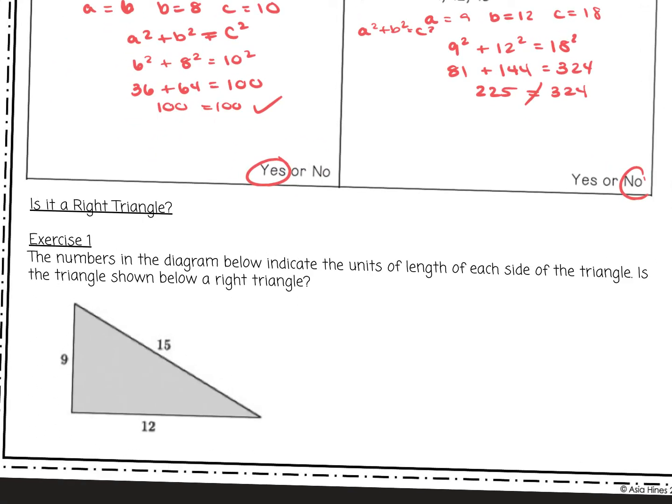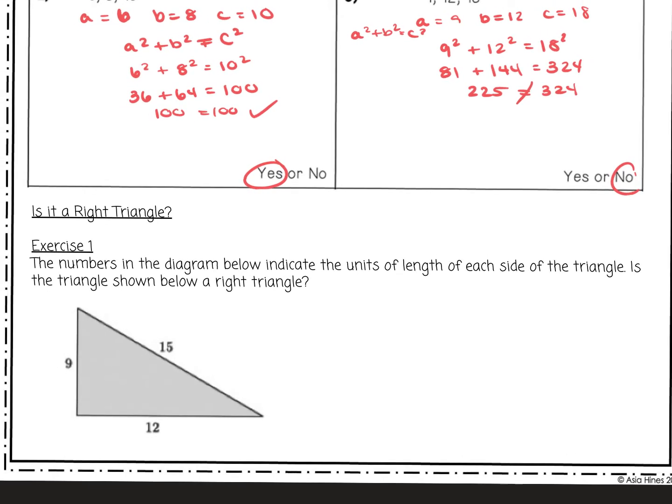Now we're going to look at it given a diagram. Sometimes they will give you the triangle and say, does this form a right triangle? Again, let's go ahead and identify our A. Remember, A and B are interchangeable. So either A can be 12 or A can be 9. It does not matter. Or B can be 12 or B could be 9. But our C has to be 15.